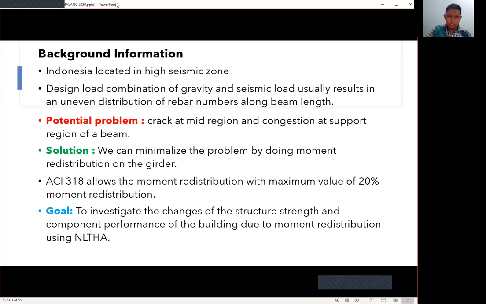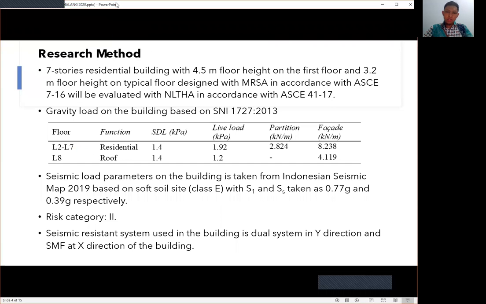The goal of the study is to investigate the changes of the structural strength and component performance of the building due to redistribution using nonlinear time history analysis. This is the research method. A 7-story residential building is designed with modal response spectrum analysis in accordance with ASCE 7-16 and then will be evaluated with nonlinear time history analysis.